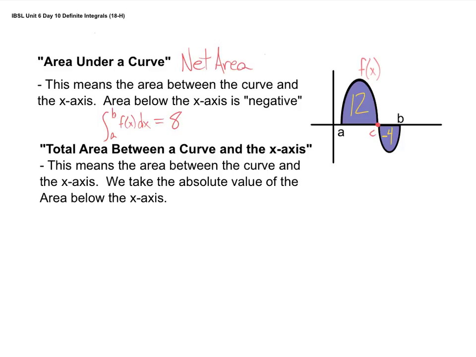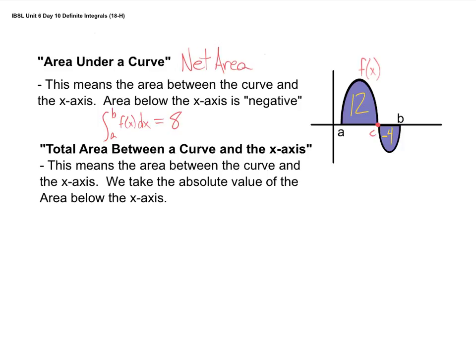So the net area, that if you're asked for area under the curve, you're talking about net area. Now, something we're asked to do quite often instead of area under the curve is the total area between the curve and the x-axis. Okay, and there we don't want the net area, we want a total area. So what we end up doing is we take the absolute value of those areas.